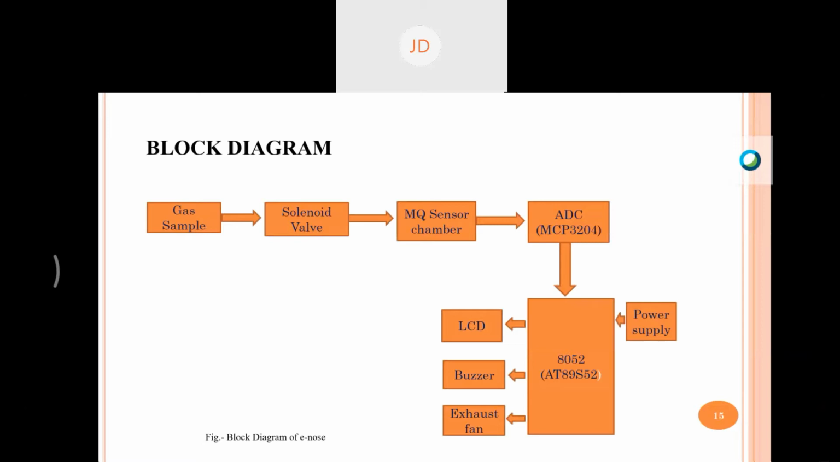Now the microcontroller is in a starting state. We then connect the LCD to the microcontroller, the buzzer, and the exhaust fan. Also, we connect the ADC, that is MCP3204, to the microcontroller. Then the ADC is connected to the MQ sensor chamber, that is our sensor room. The sensor room is connected then to the solenoid valve. Through the solenoid valve, the gas sample is given to the sensor room.